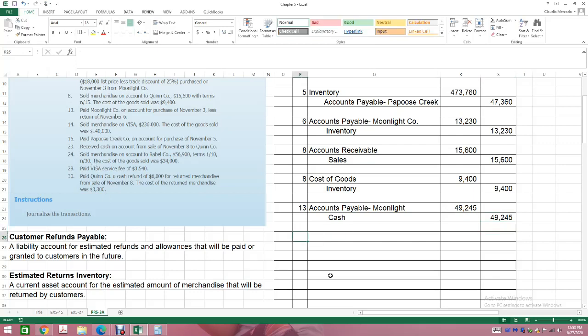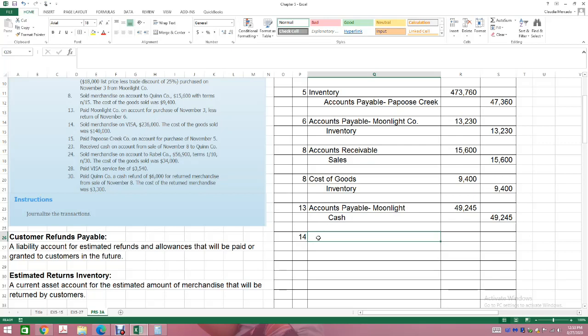On the 14th, you sold merchandise on Visa, $236,000. The cost of goods sold was $140. Remember, every time it says that you sold merchandise, we're going to have two entries. It says here that you sold merchandise on Visa. Visa transactions are considered cash. That money gets directly deposited into your business account at the end of the day when the accounts settle. So when you sell merchandise and they pay with a Visa, we're going to assume it is cash.